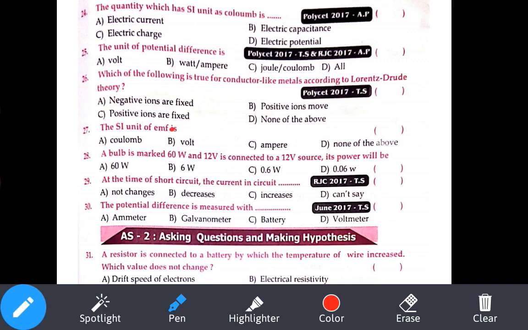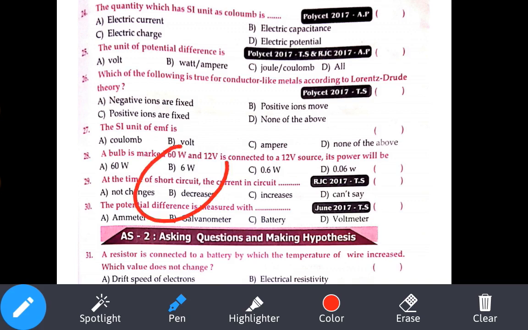Now a bulb is marked 60 watt and 12 volt, and it is connected to 12 volt. If you observe here, in the previous case it was 100 watts and 240 volt, connected to 120 volt. So power was decreased. Here, if you observe, it is 12 volt, the same. So power will be the same, 60 watts.